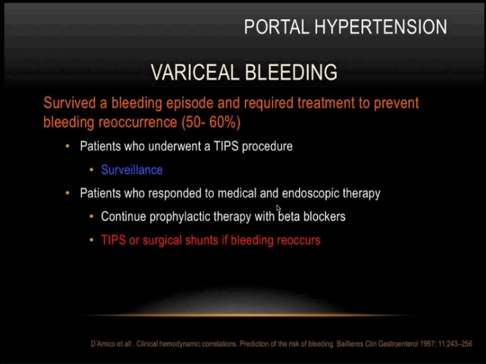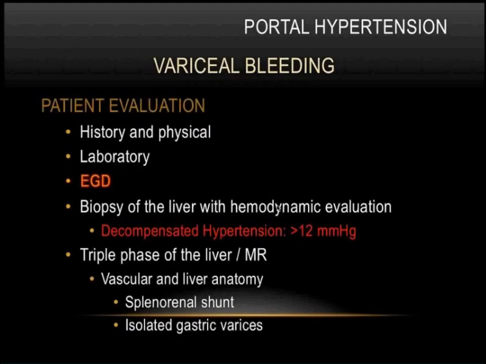So you did a procedure. What are you going to do? Just follow the patient. Make sure that the TIPS stays patent and all that, and that the patient doesn't develop any other complication. So a patient who responds to medical treatment, you're going to continue with the prophylactic medication. But then you are going to consider a TIPS if the patient has any stigmata that it is going to bleed again, or a patient that is at high risk for bleeding. If the patient bleeds, it's going to die, or something like that, then you're going to consider a TIPS for this kind of patient.